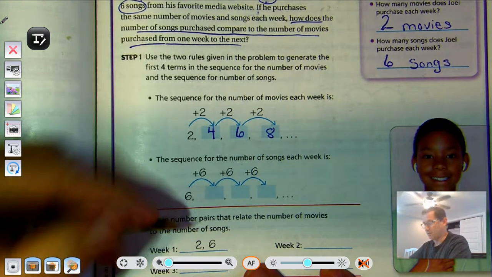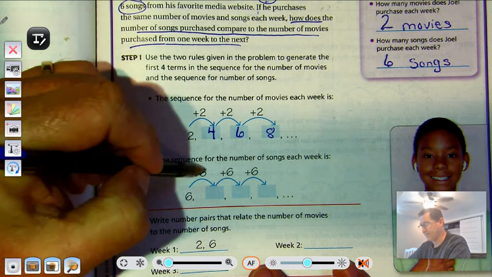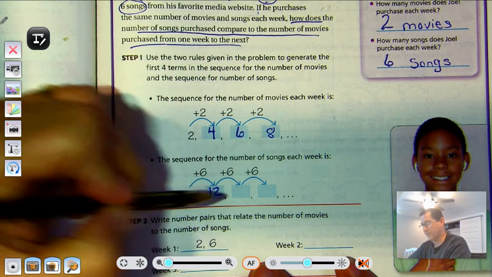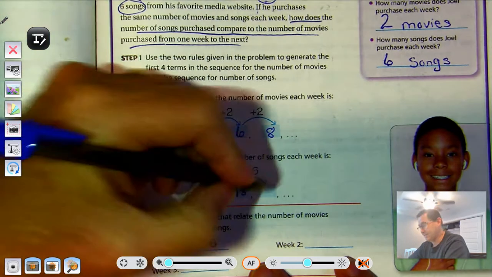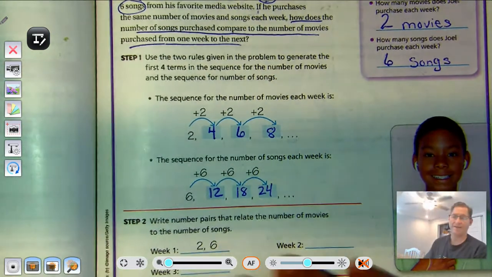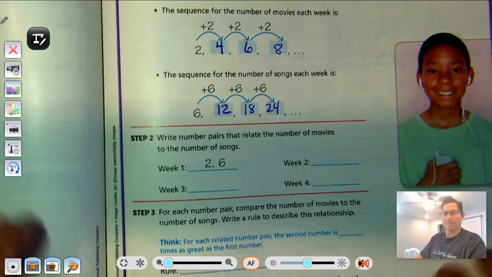And for the number of songs, the first number in the sequence is 6, or the first term is 6. Add 6 for the second week. Add 6 for the third week. Add 6 for the fourth week, and then so on if we continued.